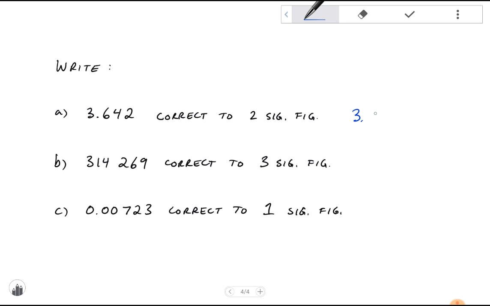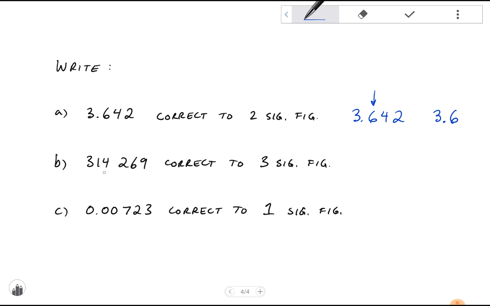So first I'll write the original number. 2 sig fig, 2 significant figures means I just count 1, 2. Okay, I start from the left and I count 2 numbers, 3.6. So that means I'm going to decide what to do with this 6. I look to the right, it's a 4, so I'm rounding down. So writing this correct to 2 sig fig means I simply write 3.6.